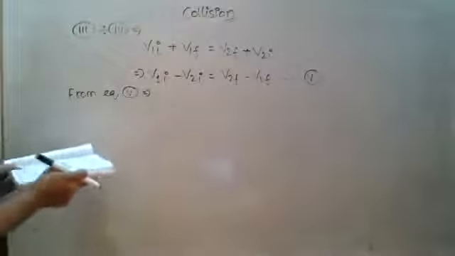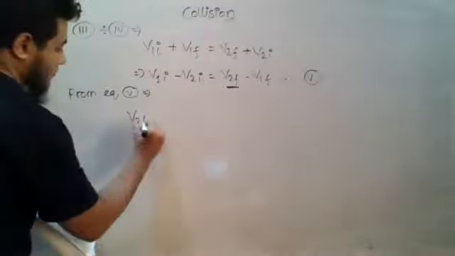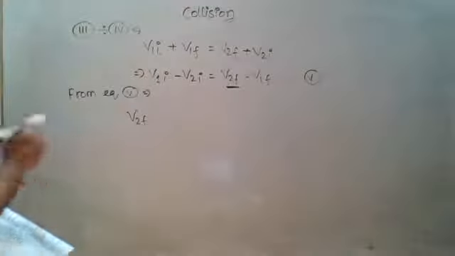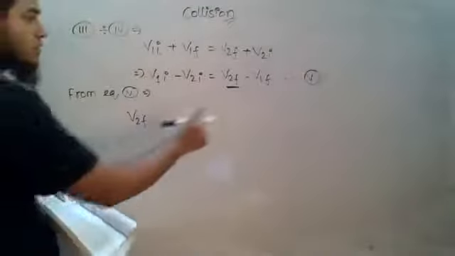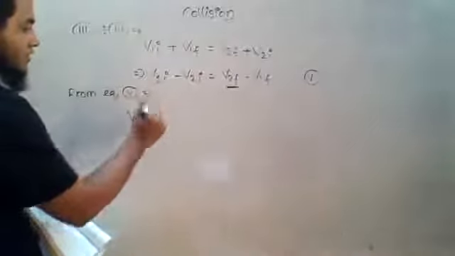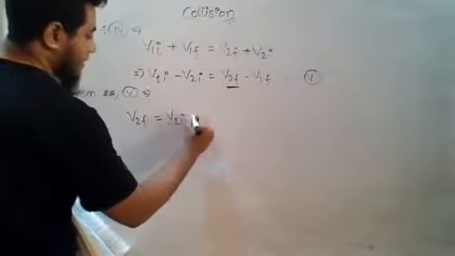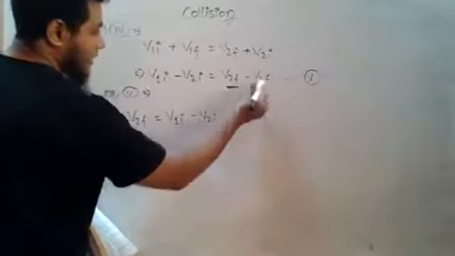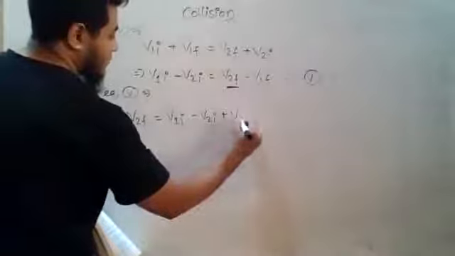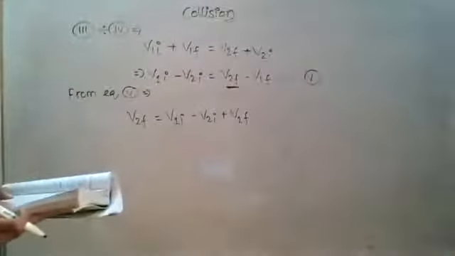Now, from equation 5, if I want to find out an expression for V2F, I want to know the final velocity of the second body. Then how can I find it out? I have to change the side of V1F. I have to bring it here. So it will become, already there is V1I minus V2I, and if I change this side, then it will be V1F. Okay. So this is the expression I get for V2F.